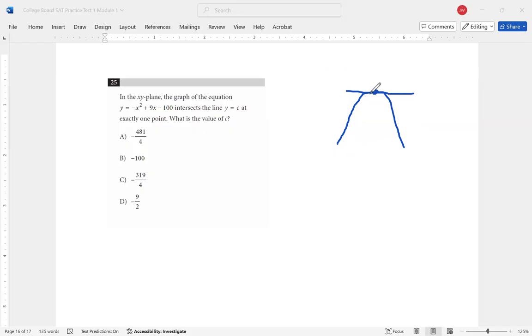So essentially, I need the y value of the vertex, and that will be my value of c. So y equals c is a horizontal line. The only time it goes through 1 point on the parabola is when it hits the vertex. And so we just need to find the y value of the vertex. Again, if you do this graphically, then it goes pretty quickly. You can just graph this equation and find the vertex. If you have access to a graphing calculator, that's really nice.